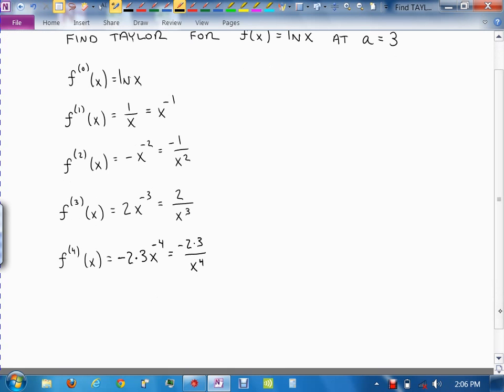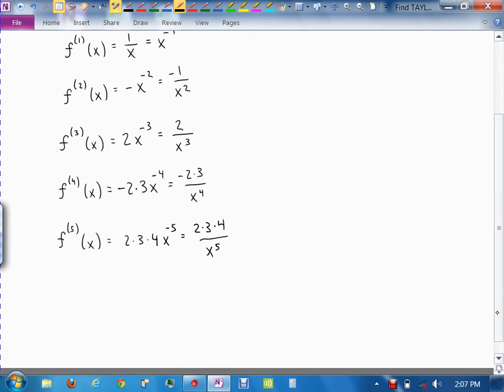I want to go a couple more because I want you to see the pattern. See, these are a little more complicated, right, than just e to the x, e to the x, e to the x. That was kind of boring. Okay, fifth derivative is what? Not negative, positive, right? Because I have a negative out here. The negative comes out, hits a negative, becomes positive. So 2 times 3 times 4 x to the negative 5, which is 2 times 3 times 4 over x to the 5th.